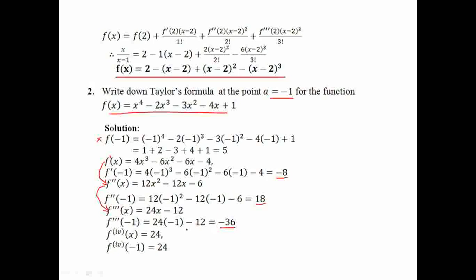Then we move to the fourth differential coefficient. We differentiate again to get 24. If we replace x with -1, we don't have x, so the value 24 is returned. Next, we simply plug in the values.